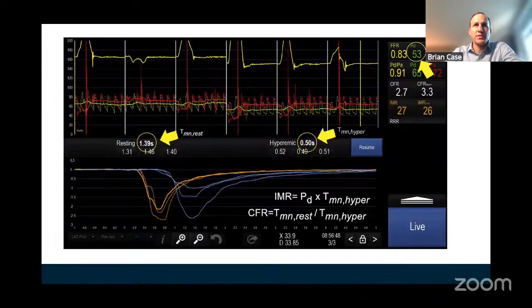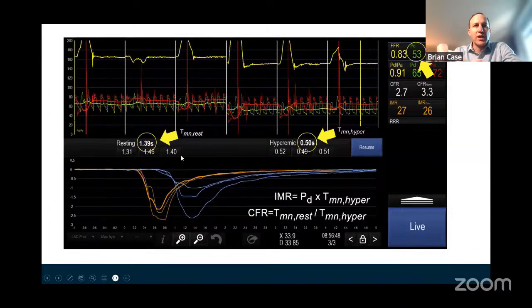This is what the CoroFlow system looks like. To the right here, these are our waveforms. To the right here are your epicardial indices, so your FFR and your RFR. These are your transit times down here at rest and then hyperemia. This is what your transit times actually look like.